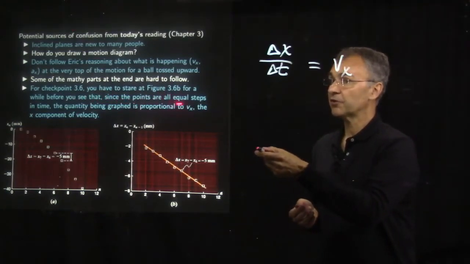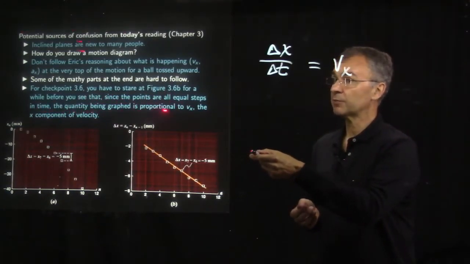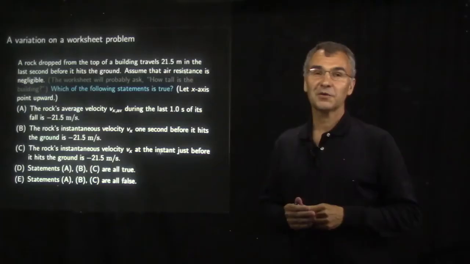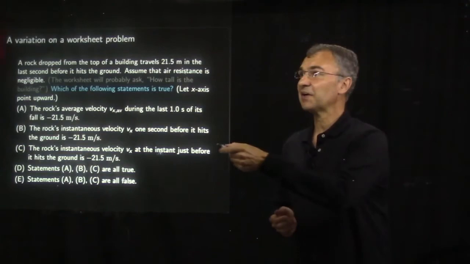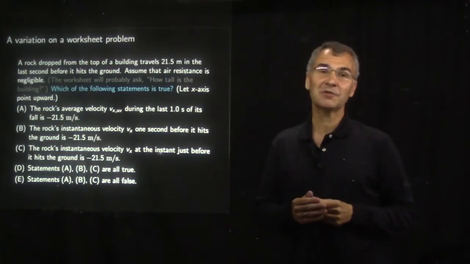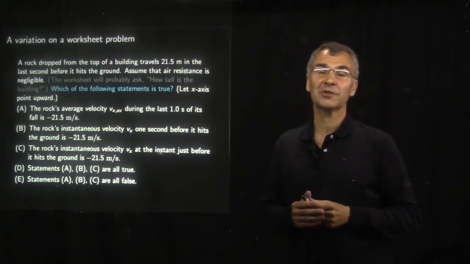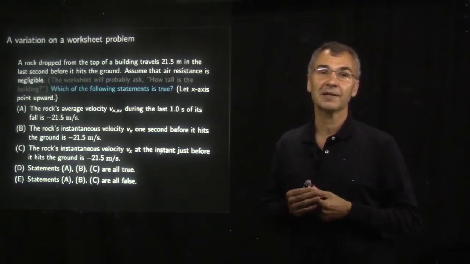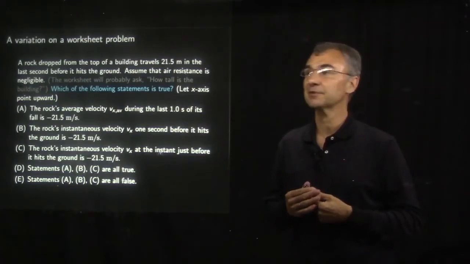Right, because the points are all equal steps in time, the quantity being graphed is proportional to v sub x, which is the x component of velocity. So it's kind of a bonus, I guess. I have one more thing here, which is going to be a variation on a worksheet problem that you'll work. So this might give your brain a head start at thinking about this worksheet problem that will come up.